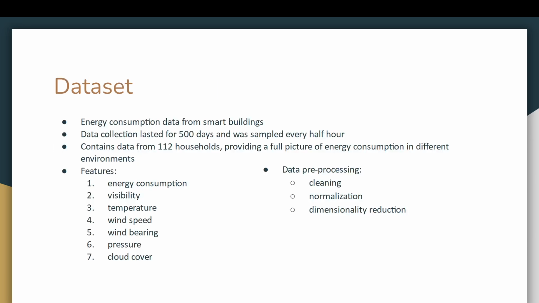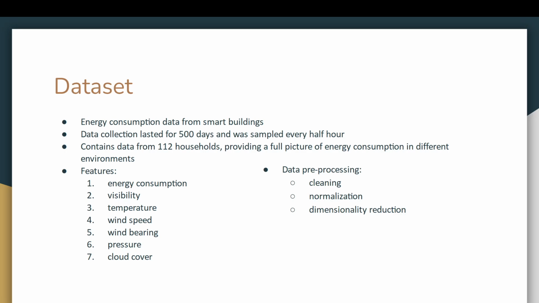The dataset utilized in this paper consists of energy consumption data collected from smart buildings over a period of 500 days with a sampling rate of half an hour. This allows for detailed tracking of energy usage patterns. The analysis incorporates data from 112 households, providing a comprehensive view of energy consumption across different environments.